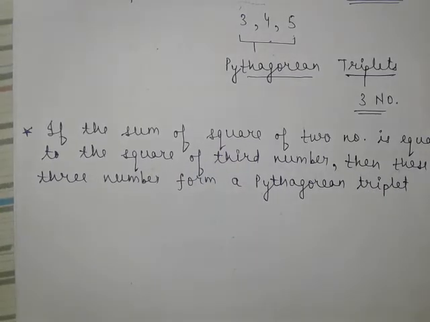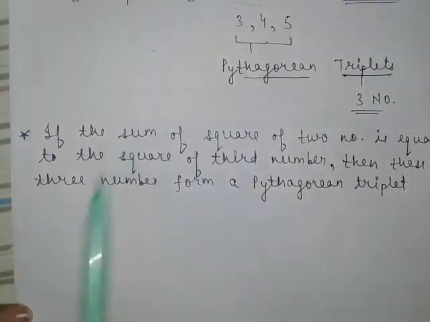So you see, if we have three numbers, you arrange them in ascending order, then you take the squares, perform the sum of the two smaller numbers, and if it equals the square of the third number, then you will say that these three numbers are Pythagorean triplets. For example, 3, 4, 5 are Pythagorean triplets.